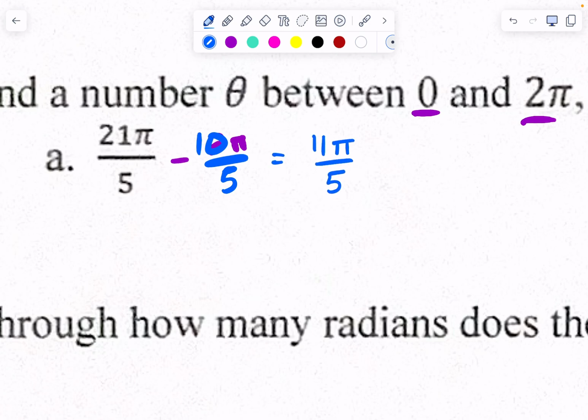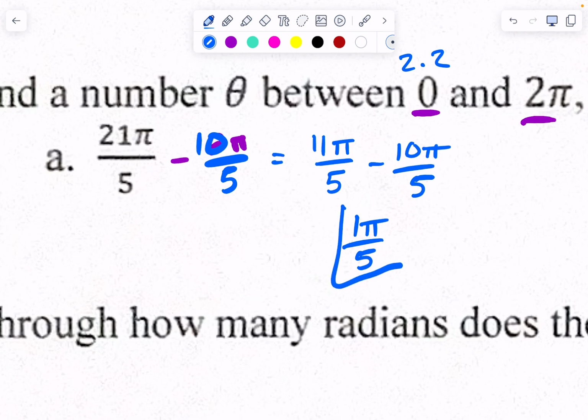Is that between 0 and 2 pi? 11 divided by 5 is 2.2. Still not. So I'm going to subtract another 10 pi over 5. And that is 1 pi over 5, or just pi over 5. Is that between 0 and 2 pi? Yes, it is. 1/5 is 0.2. 0.2 is a number between 0 and 2. Good?